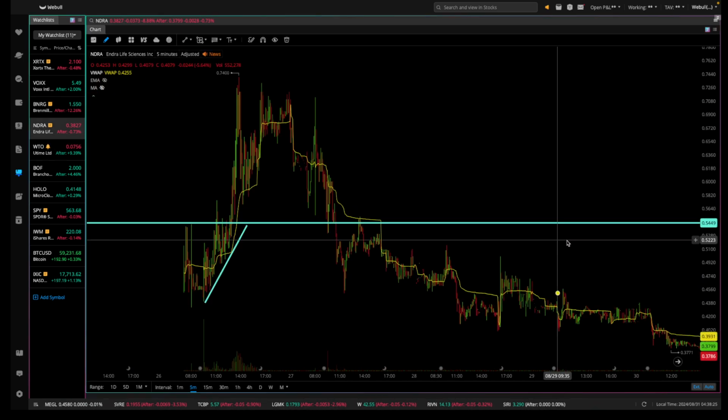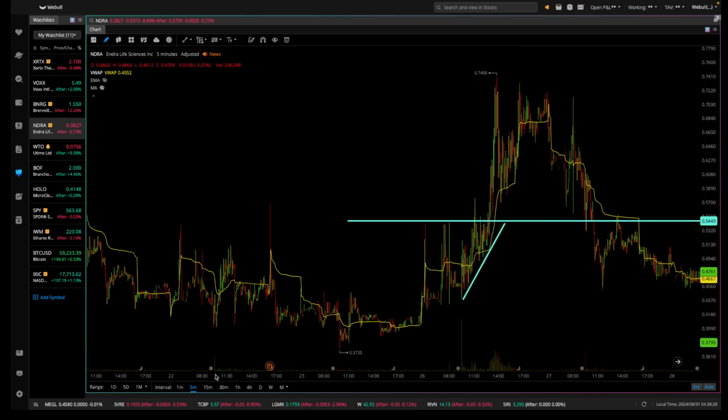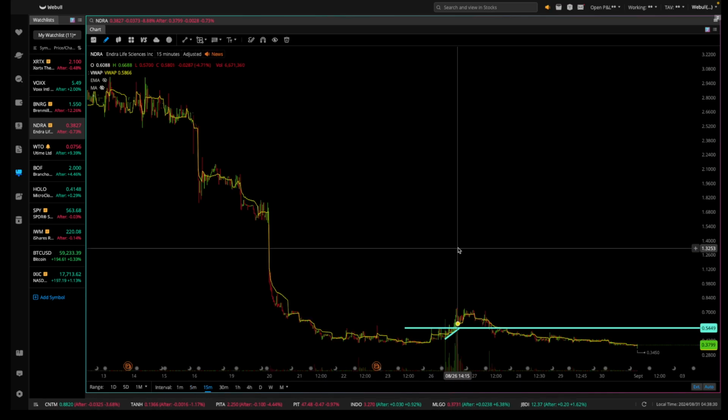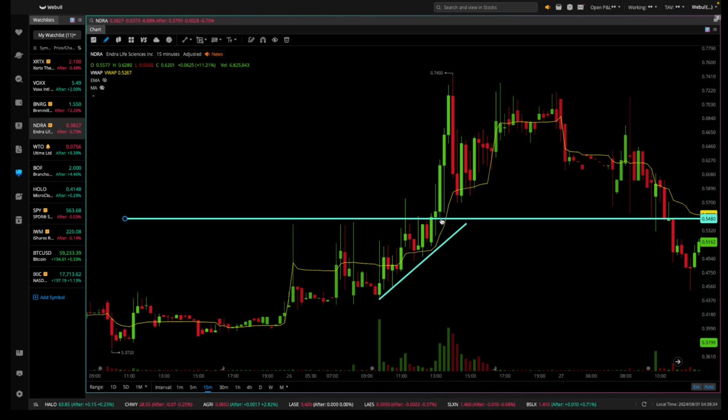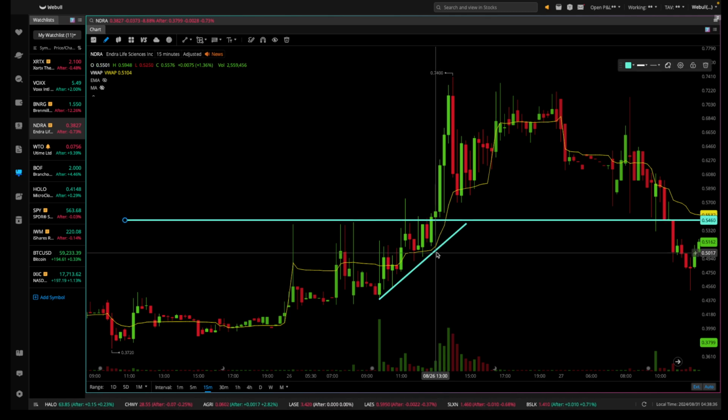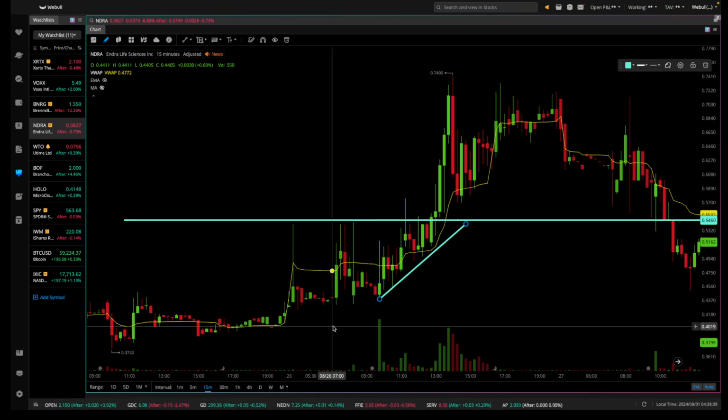Another good runner for this week for me was NDRA, right? NDRA, I played this in the Discord again, for another 50% move. And the reason why I played this, we have this area of resistance being formed. We have this, and we see this is an ascending triangle pattern.